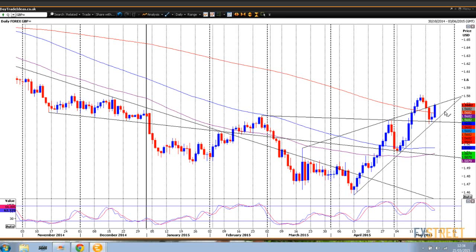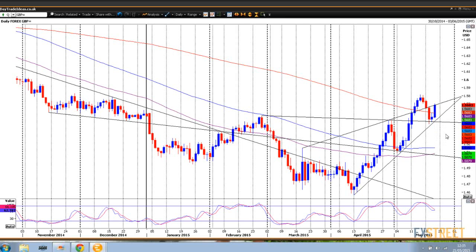Just getting a little bit overbought in the short term, but I do think any pullback will be a buying opportunity if we were lucky to see it back down around this 200-day moving average at 155.83. That looks like a good buying opportunity, I think.